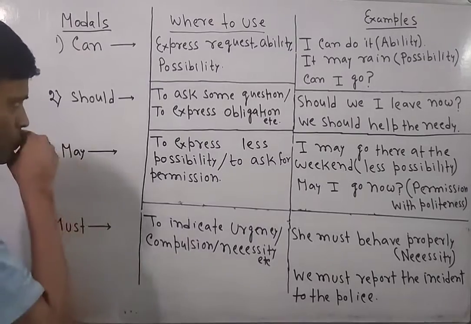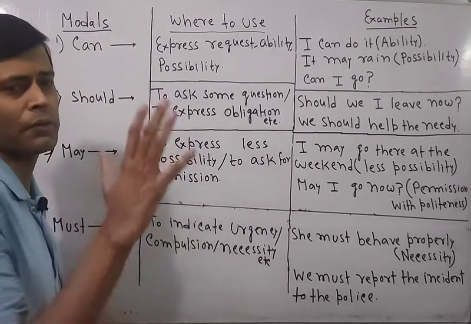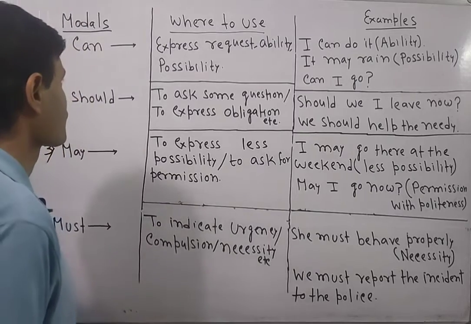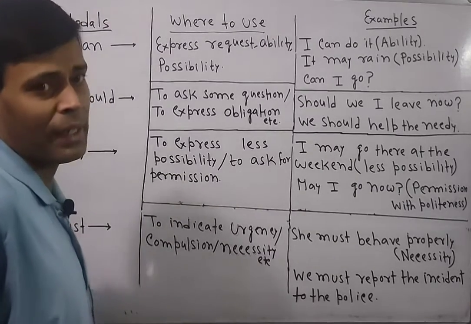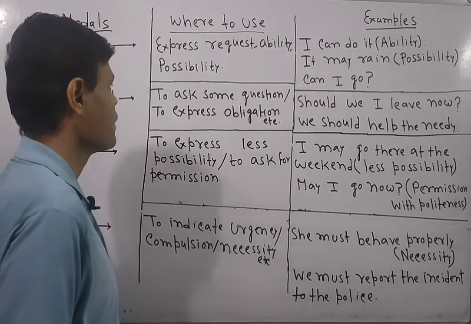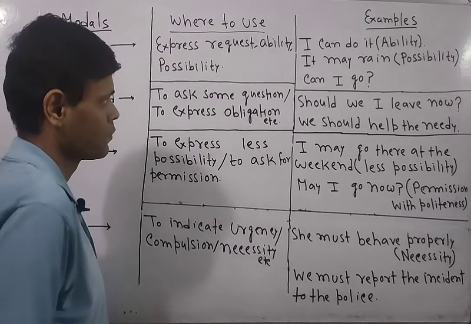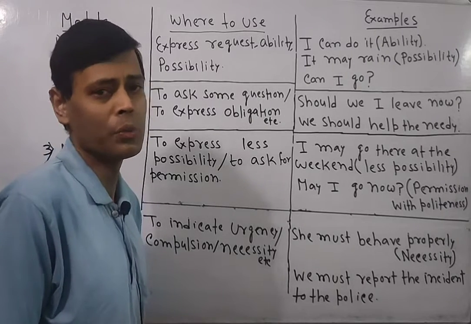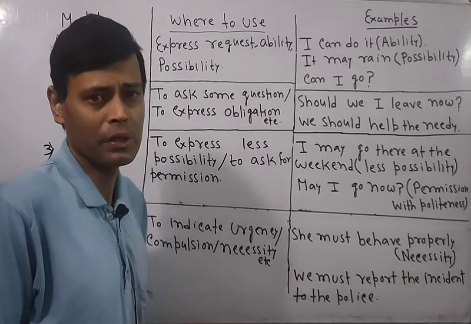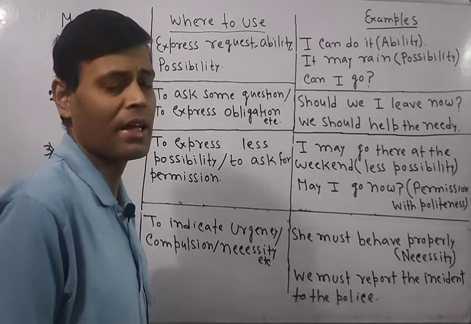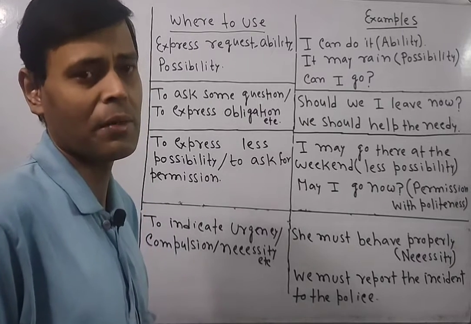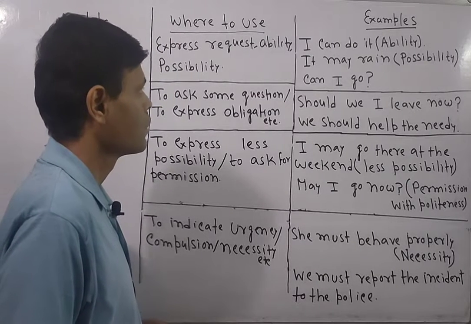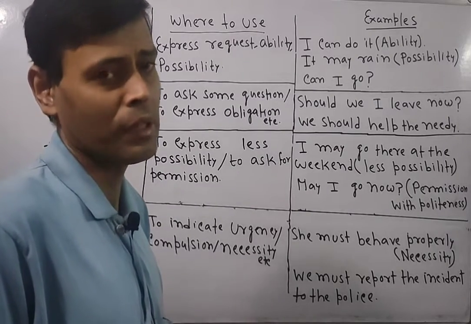Dear students, today in this class I am going to discuss 4 types of modal auxiliary verbs and the way they are used in sentences. First and foremost, can. Can be used to express request, ability or possibility. Ability means I have the capacity, I have the caliber, so I can do it. I can easily do it, I can handle computer, I can tackle the situation. So it always indicates some kind of ability. So in case of ability, can be used.